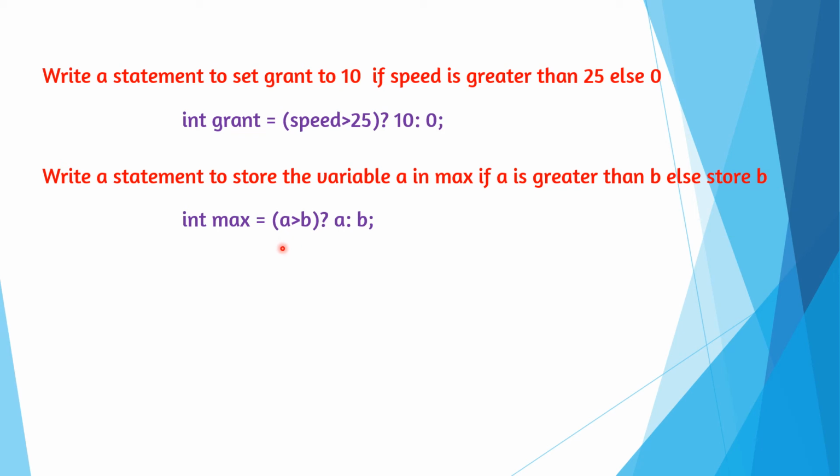a greater than b question mark. Then the value of a will go. That means a colon b. If the condition is true, a will go to max. Otherwise, b will go to max.